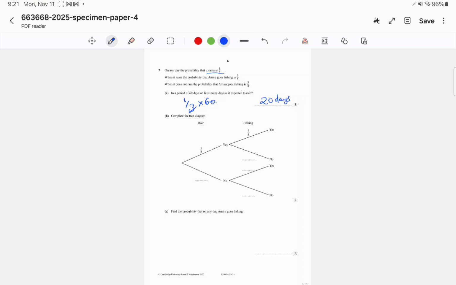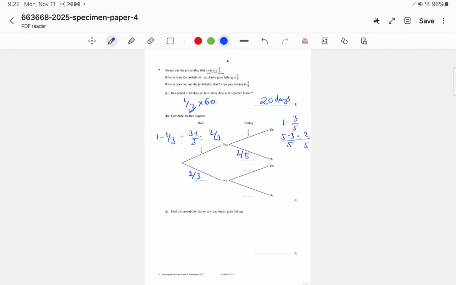Question B: complete the tree diagram. It is 1 by 3, so we have to make a total of 1. So 1 minus 1 by 3 is equal to 3 minus 1 by 3, which is 2 by 3. So this is 2 by 3. Again, if she goes fishing, this is 3 by 5. So the remaining will be 1 minus 3 by 5, so it is 5 minus 3 by 5, it is 2 by 5. So this is 2 by 5.